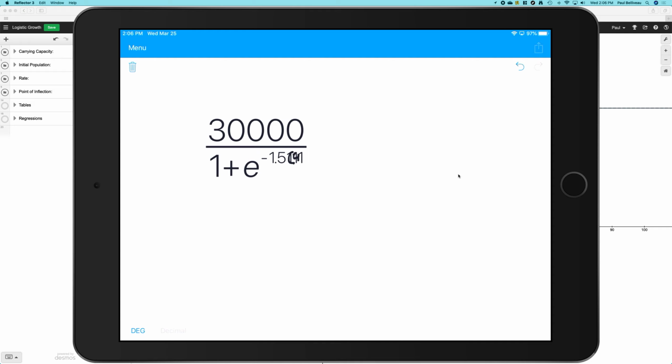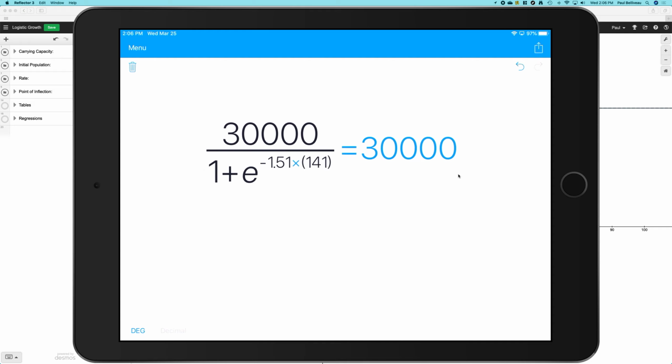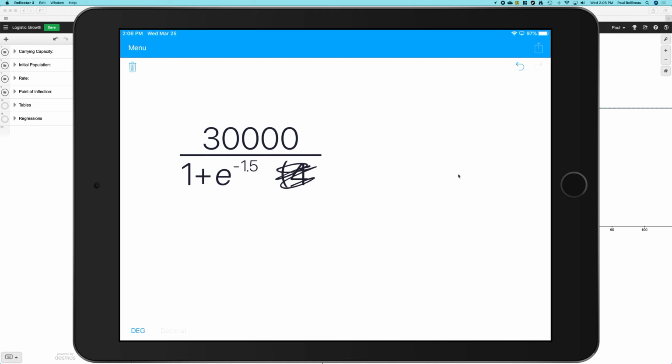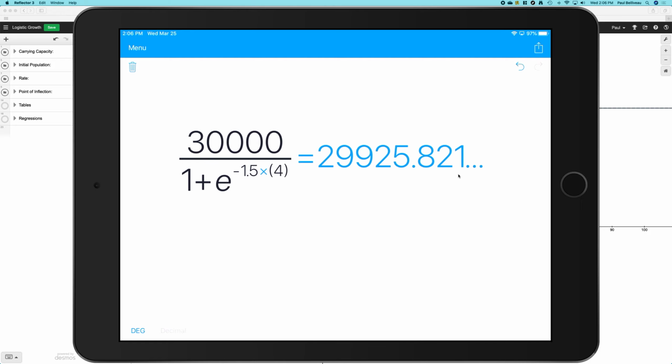Did not like my writing of 4, so let's try it again. Still doesn't. Let's see. Get rid of that. Okay, wow, this thing's really taken me a little while to like my handwriting.